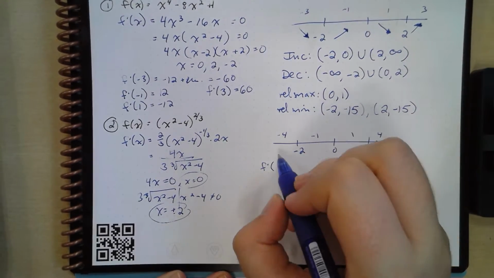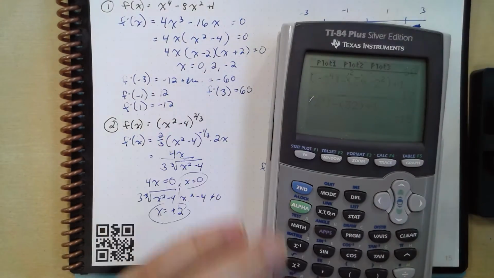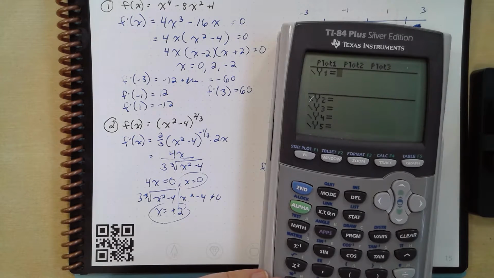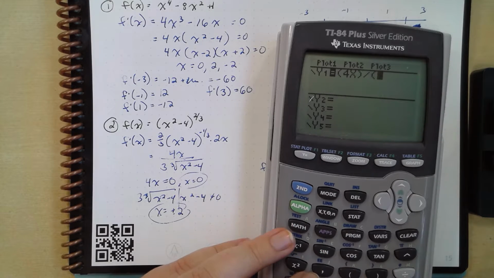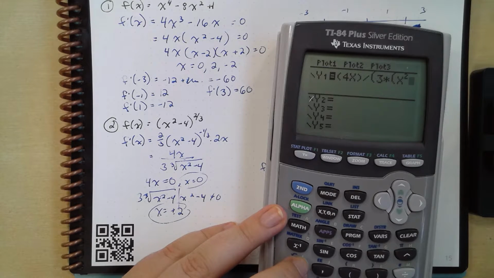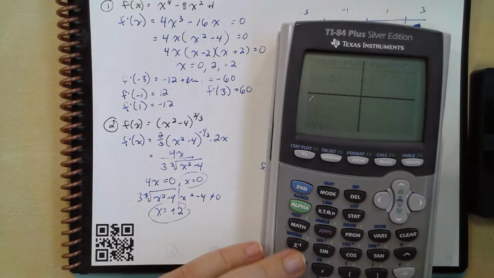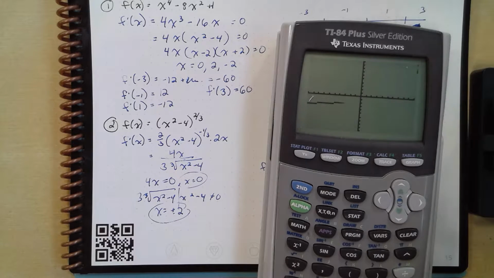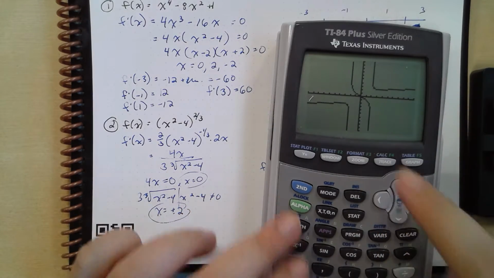And f prime of -4. And actually, I'm going to show you a trick here. We're going to put this into our calculator, so if I put 4x divided by 3 times x squared minus 4 to the 1/3 power, and you might have a fancier calculator. If I graph this, the graph actually doesn't really mean much to us, although it kind of can. This is the graph of our derivative. It's kind of cute. I'm just going to trace these values here.